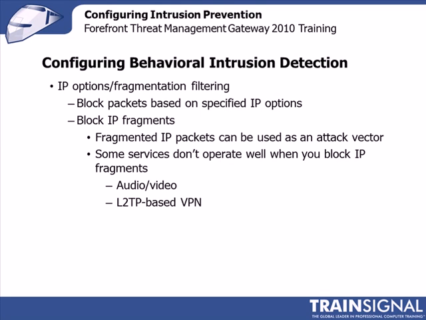You can also block IP fragments. Fragmented IP packets can be used as an attack vector, but there's a huge but here. Some services don't operate well when you block IP fragments, for example, audio-video services and an L2TP-based VPN service. If you're using these services and you enable the blocking of IP fragments, you could really mess up some of your real-time audio-visual services. So it's recommended you don't block IP fragments unless you have to.